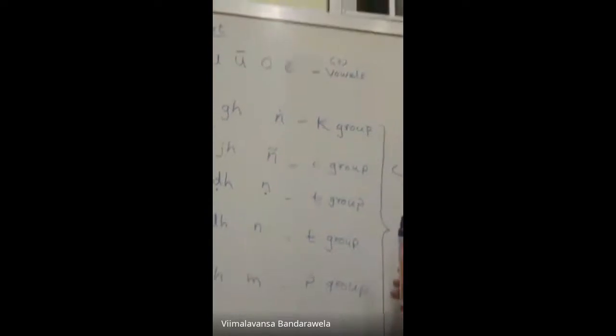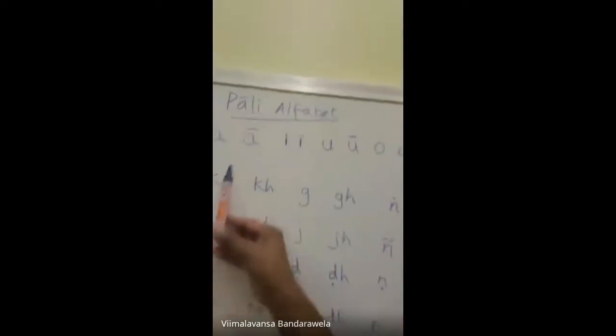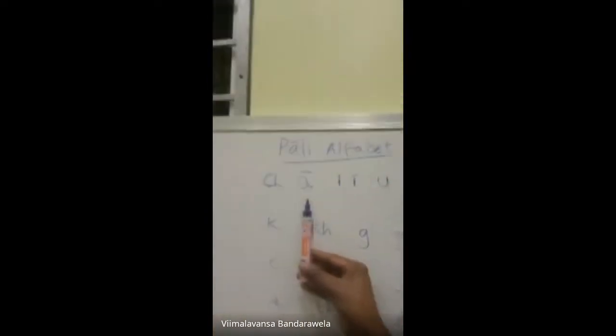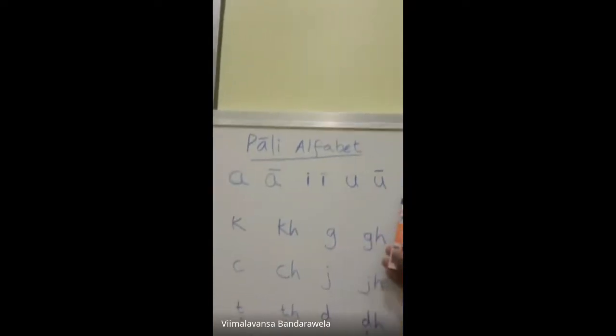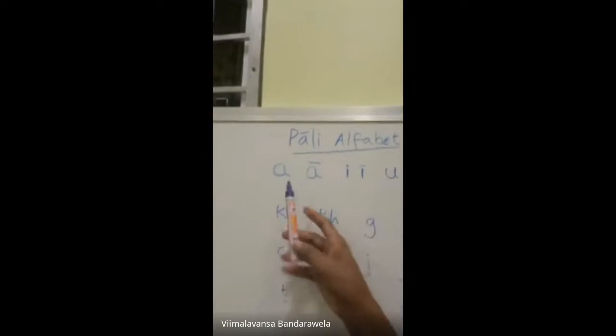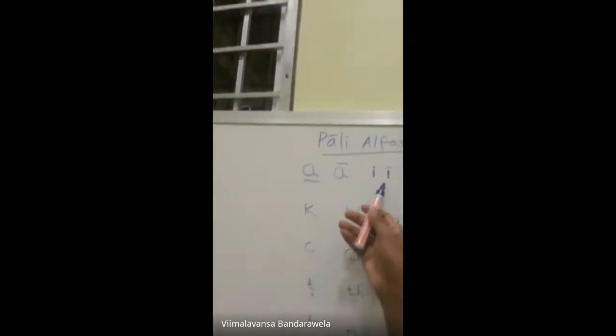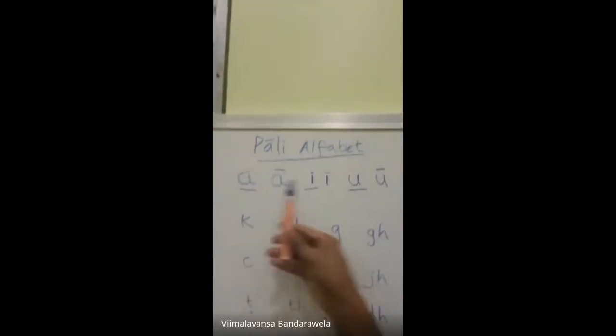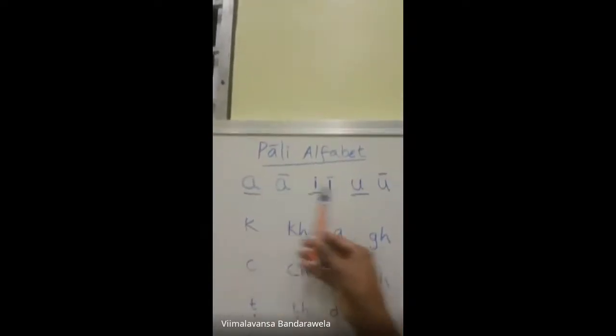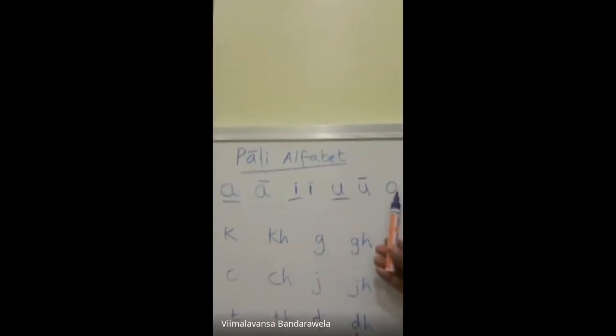So then again I will tell you a, i, u, o. So you have short vowels 1, 2, 3. Only 3 short vowels. All the others are long vowels. A, i, u, o.